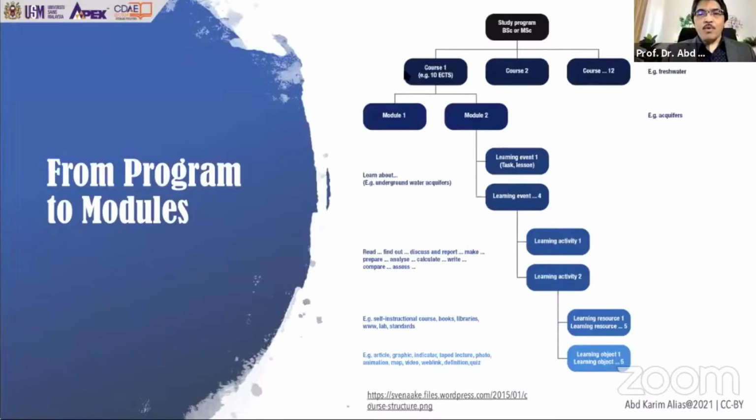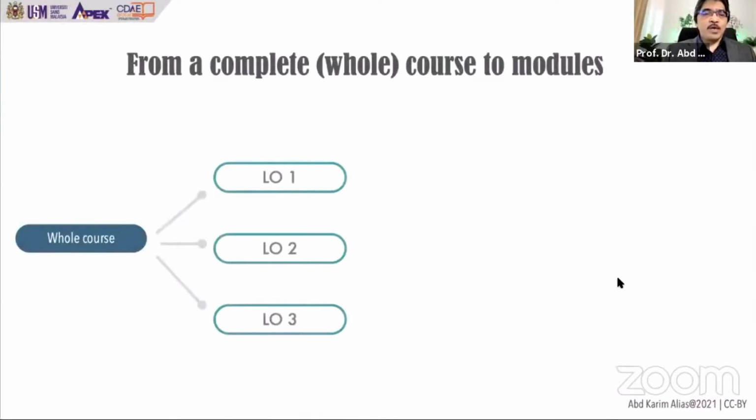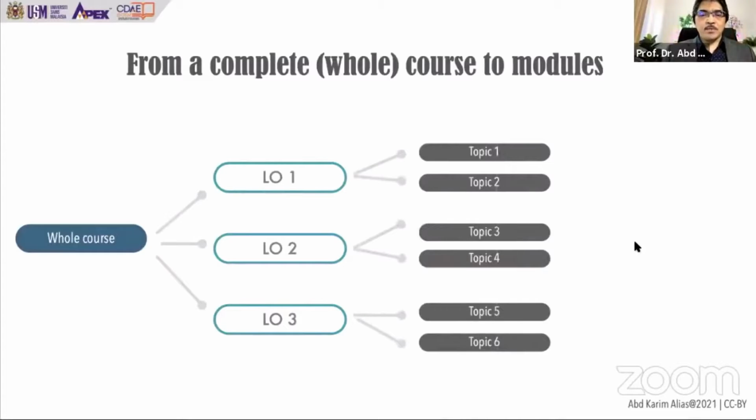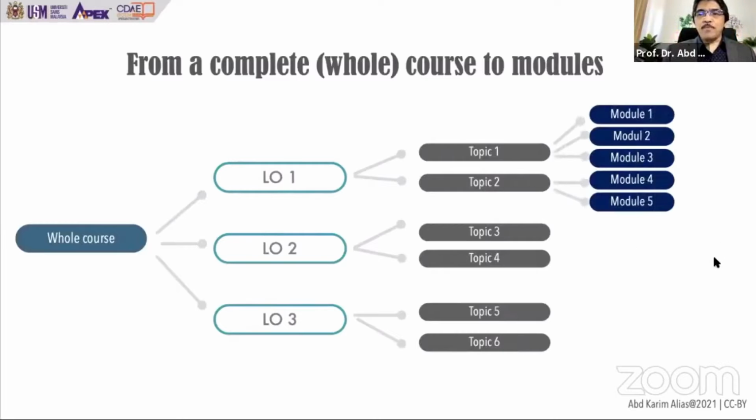And then when we go to the course level here, this is where we can modularize the course further. And then we start to develop the module. So to simplify, you can see in this form. We are zooming in at the course level with 3 learning outcomes, divided into topics, and we can go further and divide into smaller modules.